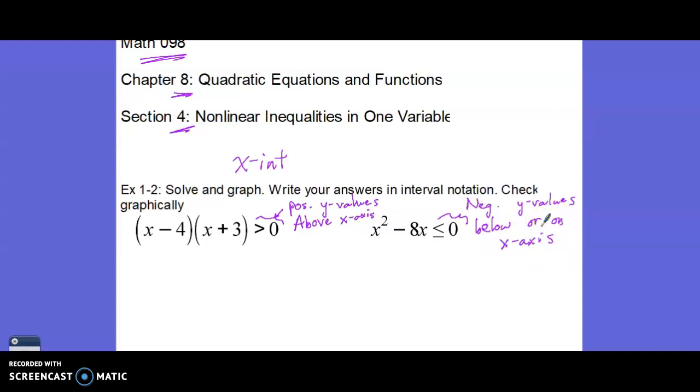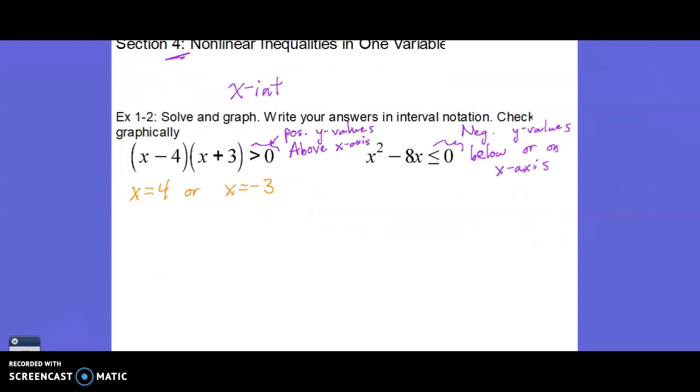So what it boils down to is if we did this problem as if it said equal 0. Well, if it said equal 0, then we would just say x is equal to 4 or x is equal to negative 3. Now, this is not my final answer because these are where the equation equals 0. And we don't want where they equal 0. We want where it's greater than 0. Now, I have a couple ways of doing this, and it's really up to you which method you want to use.